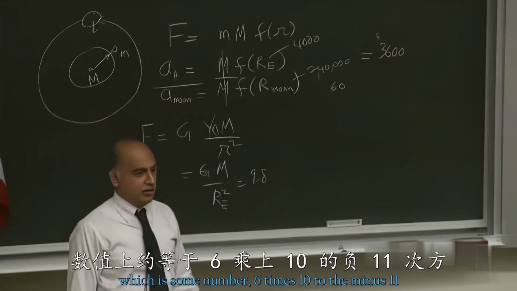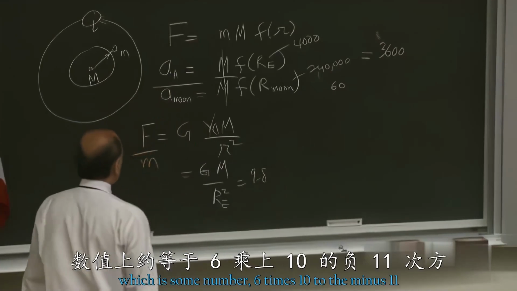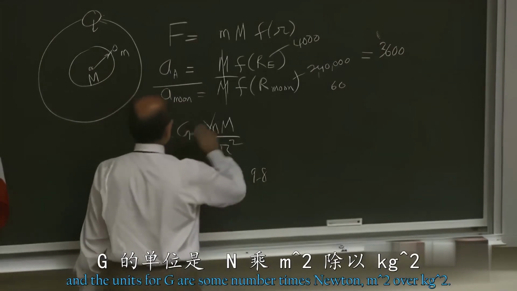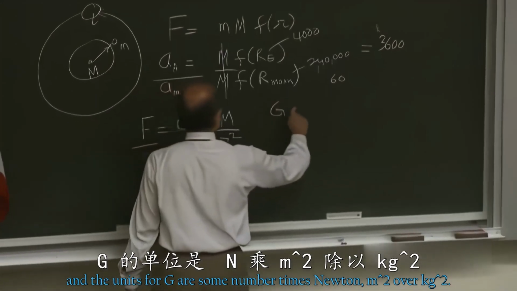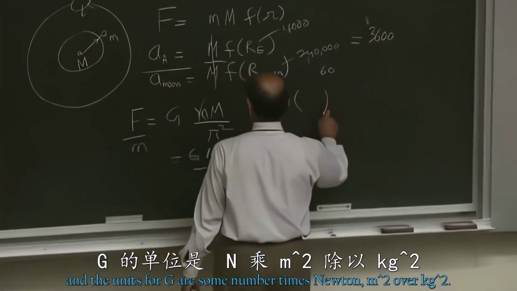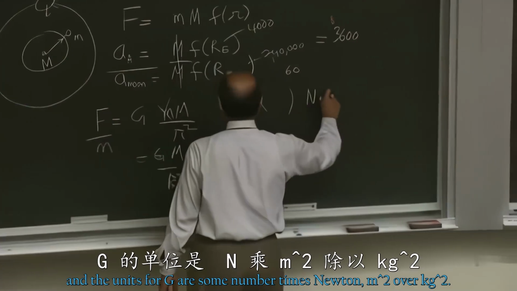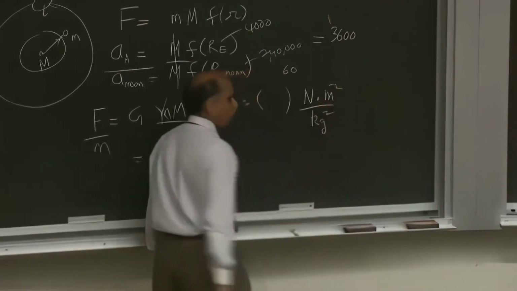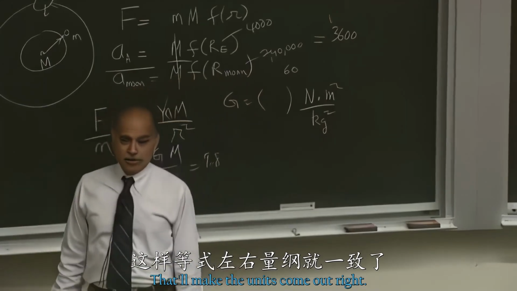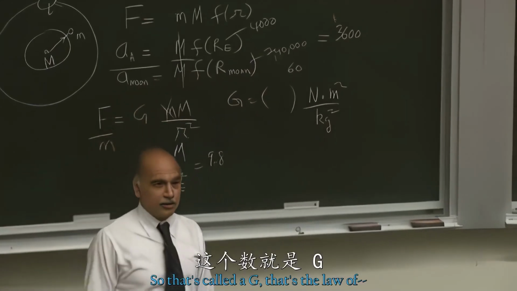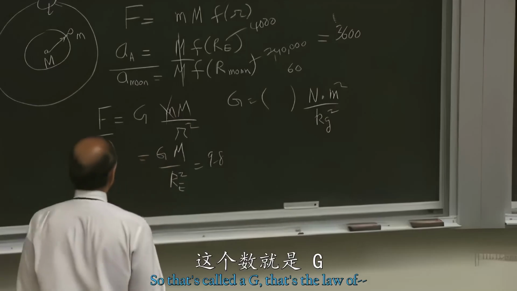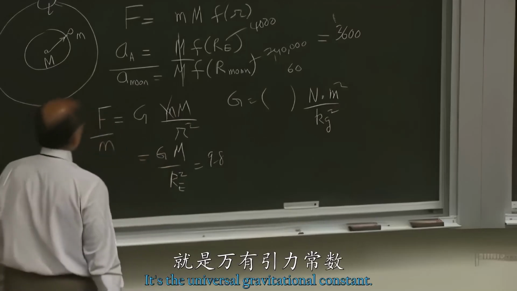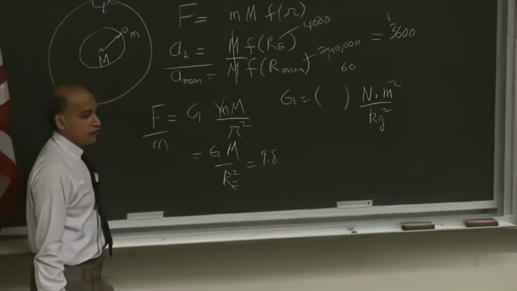So you pick a number G, which is some number, 6 times 10 to the minus 11, and the units for G are some number times Newton meter squared over kilogram squared. That will make the units come out right. So that's called the big G. That's the gravity. This is a law of universal gravitation. It's a universal gravitational constant.